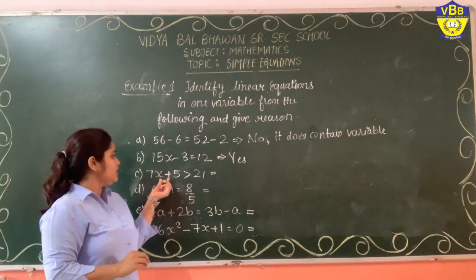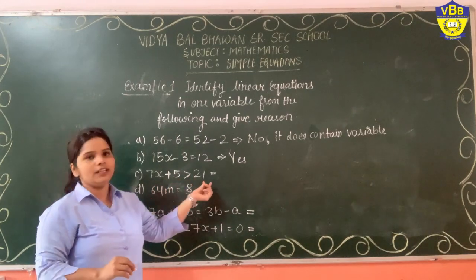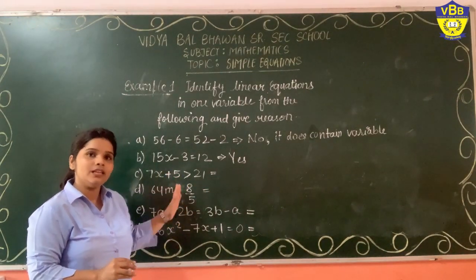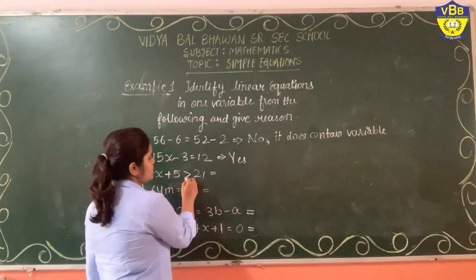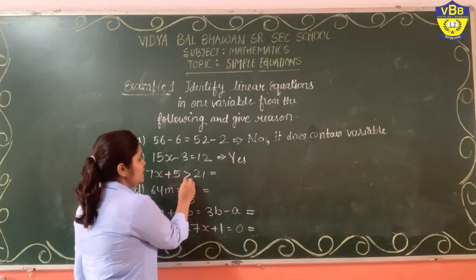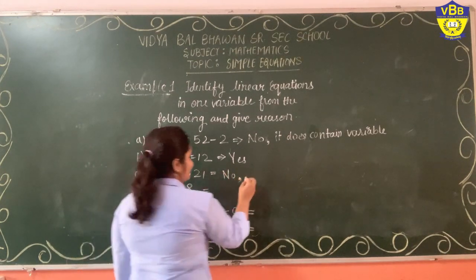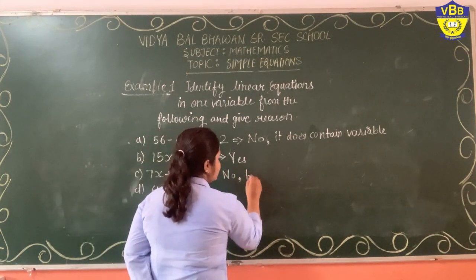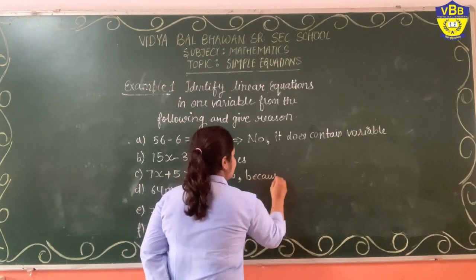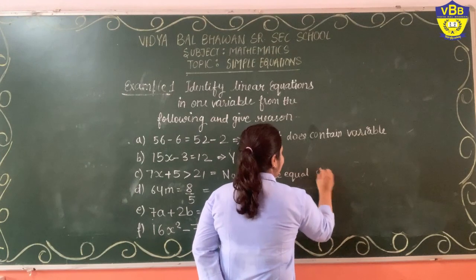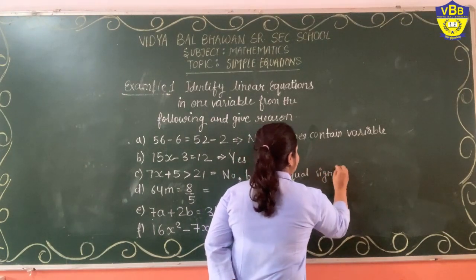Third one, 7x plus 5 greater than 21. Is it an equation? No, it's not an equation because it does not have an equal sign. So it is not an equation, because the equal sign is not there.